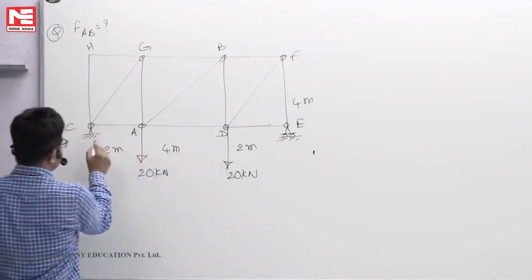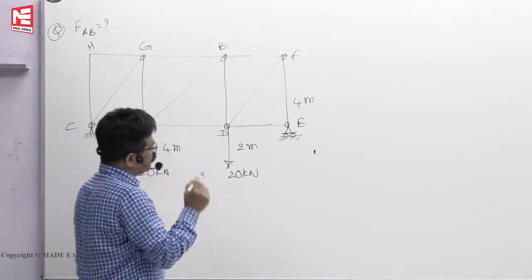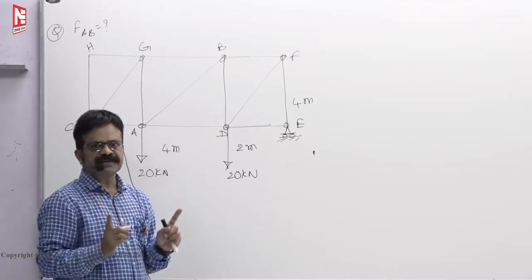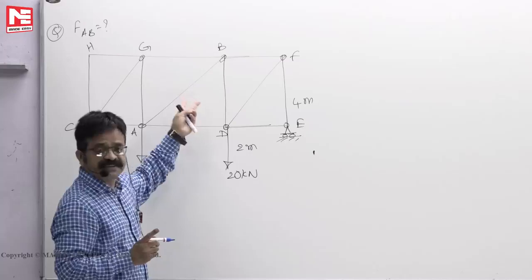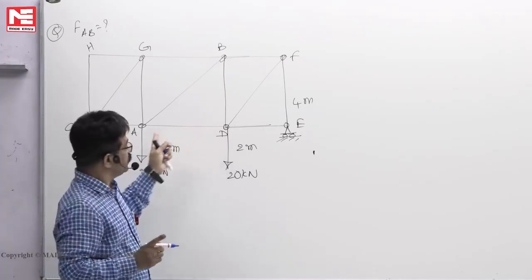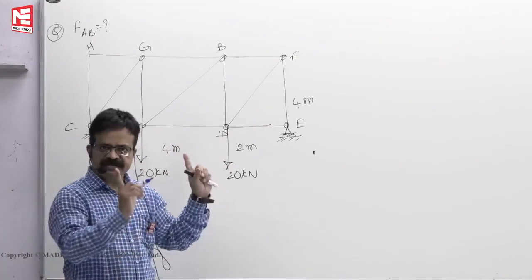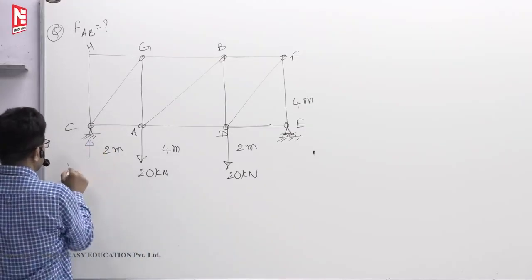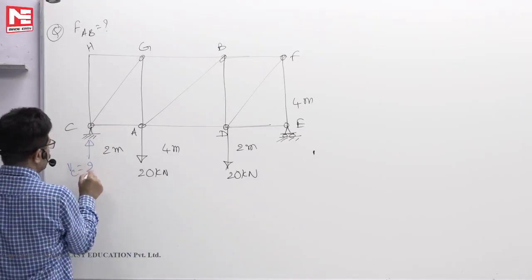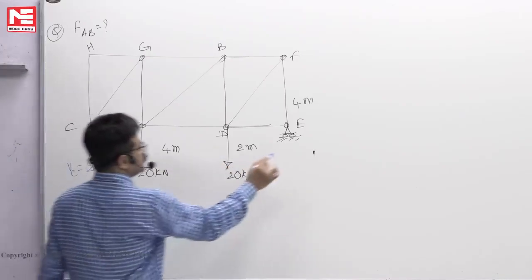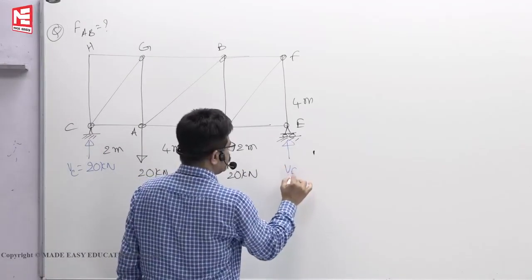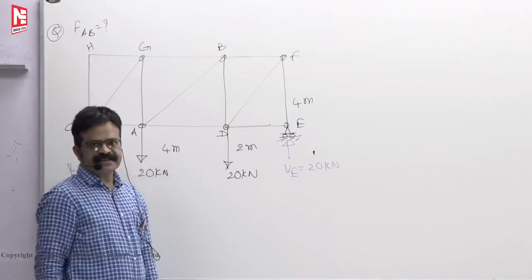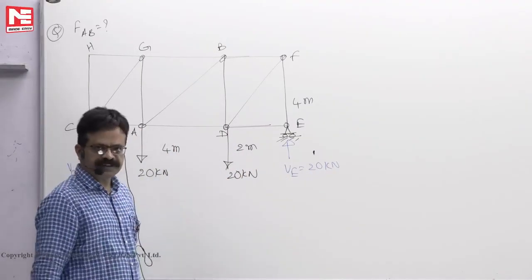So the first step is to find support reactions. Now in this case, when you are finding the support reactions for simply supported beam cases, whether the structure is symmetrical or not, if the loading is symmetrical, supports will share the load equally. Now you will get say VC is equal to 20 kilonewton, then VE is equal to 20 kilonewton. Assume that it takes around 5 seconds to detect what the support reactions are.